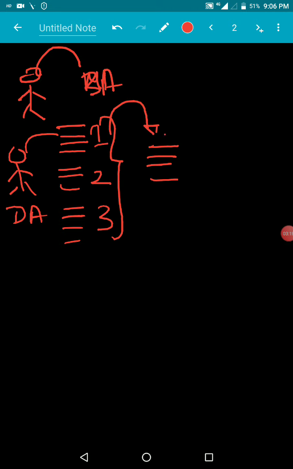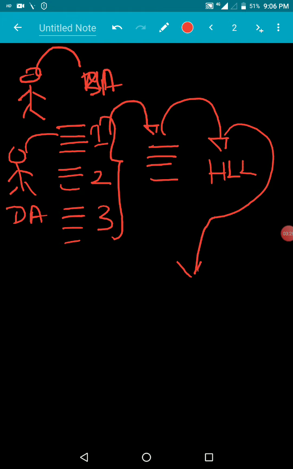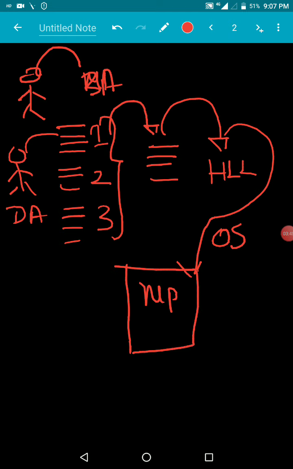Then this algorithm is converted into a particular high level language. Then this high level language is submitted to the microprocessor through the operating system. The microprocessor takes the input values and produces the output value based on the instructions. This microprocessor consists of a control unit, arithmetic and logic unit, and register unit.